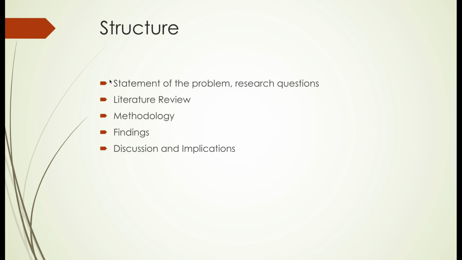If you remember, we talked about the overall 5-chapter structure, and you're going to start with Chapter 1, which has the statement of the problem, an overview, purpose of the study, rationale, research questions, definition of terms. Big lot in that first chapter. It's not as long as it sounds, but there's a lot in it. Second chapter is literature review. Third chapter is methodology. Fourth chapter is your findings, the data that you collect, presented, and then the final chapter is discussion and implications.